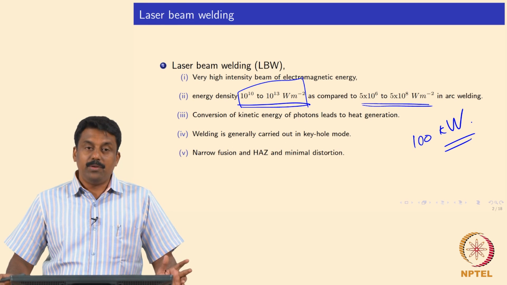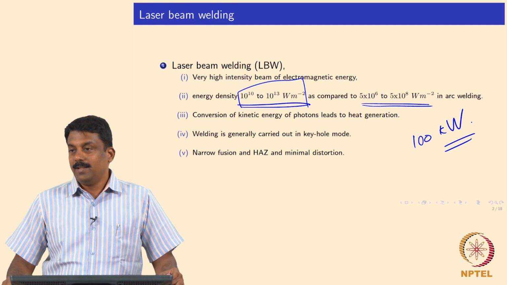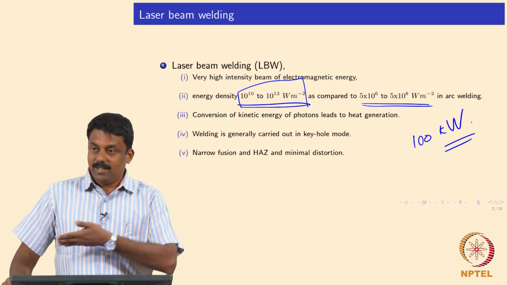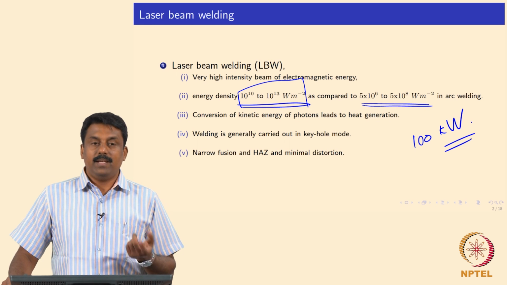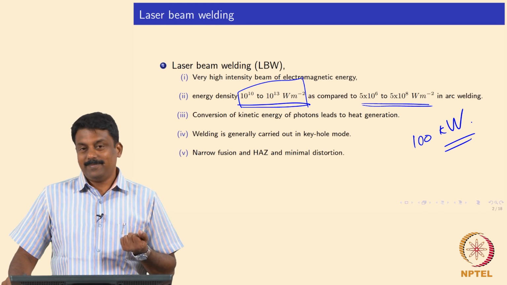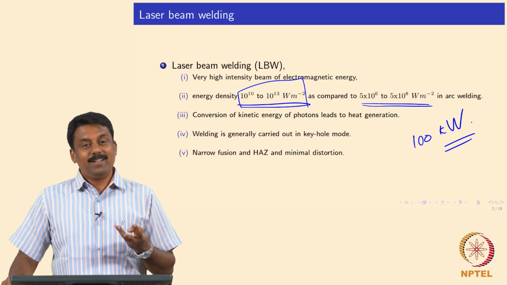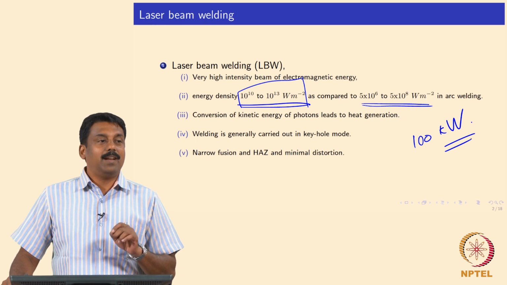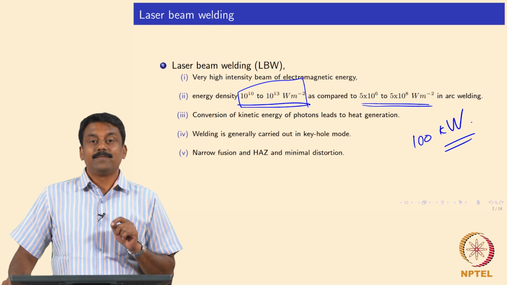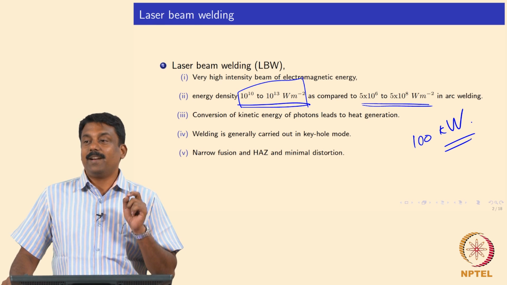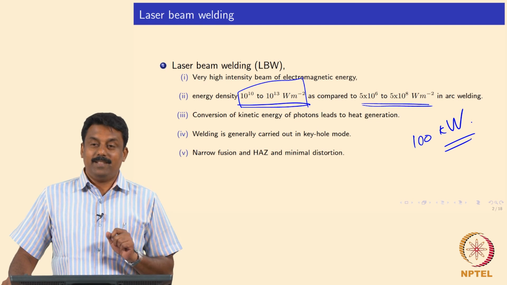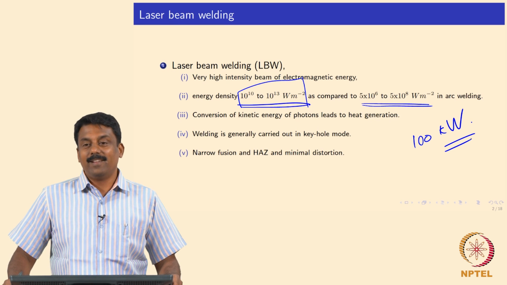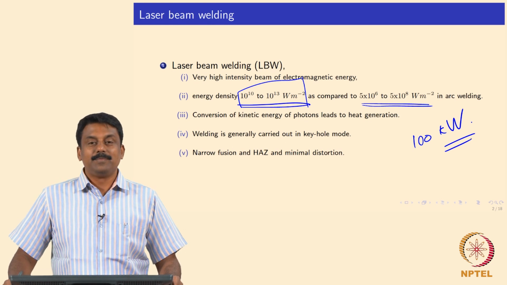Okay, so 100 kilowatts is a huge amount of power. We are going to buy a 4 kilowatt laser for our lab at IIT at the end of this year. 4 kilowatts is good enough for full penetration of 8 mm thick steel. Imagine if you have a 100 kilowatt laser: you can melt about half a meter easily.